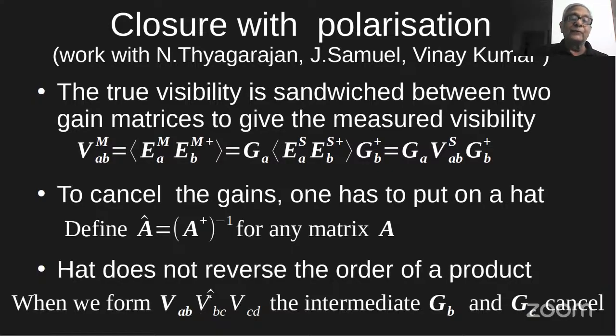Similarly, of course, once you have a hatted one, you have to follow it with an unhatted one. You can see that this VBC dagger, BC itself ended with a GC dagger. And when you take the hat, it becomes GC inverse, and VCD starts with a GC. So the rule for cancellation of all intermediate gains is to form products of antennas, one after another sharing one antenna, and products of baselines, and you're able to cancel the intermediate G's.